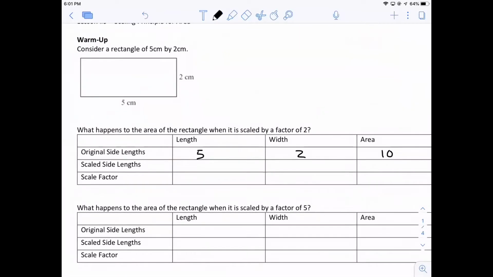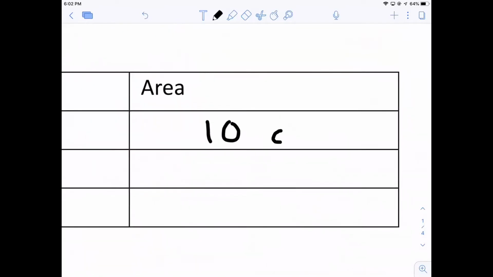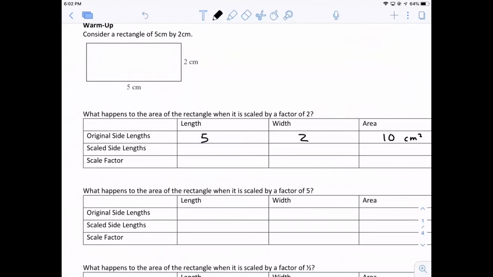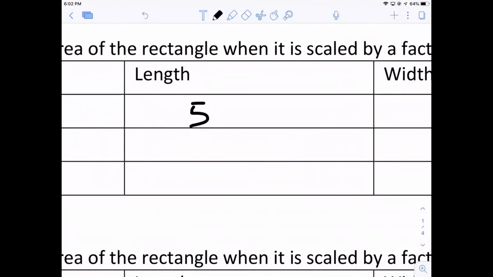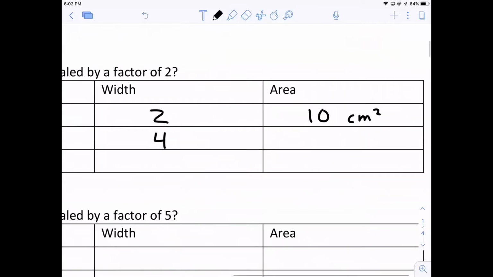Let's take a look at this rectangle of 5 by 2 centimeters. What happens to the area when it is scaled by a factor of 2? Our original side lengths: we have a length of 5 and a width of 2. The area, of course, is going to be 10, or if you want to include units, centimeters squared. When I dilate by a scale factor of 2, my length will become 10, my width will become 4, and my area becomes 40 square centimeters.